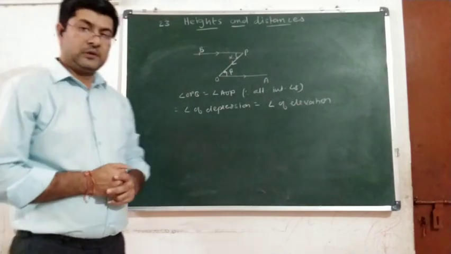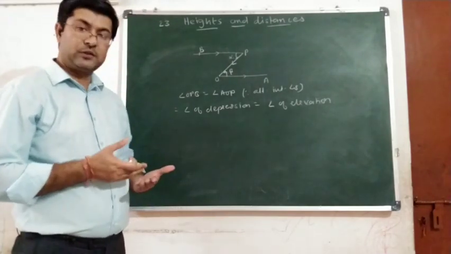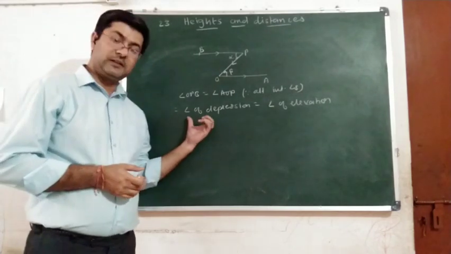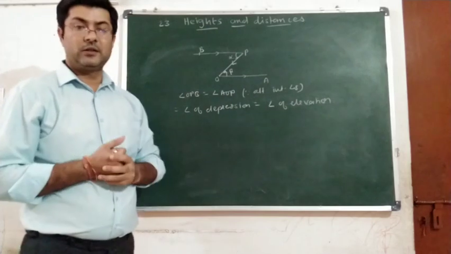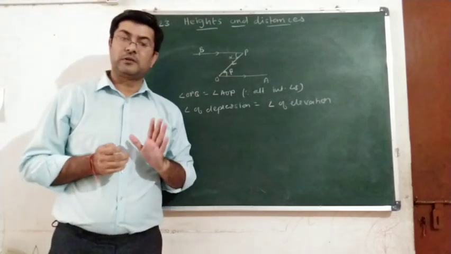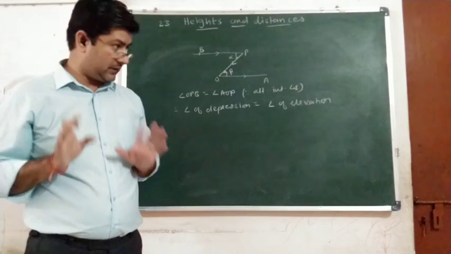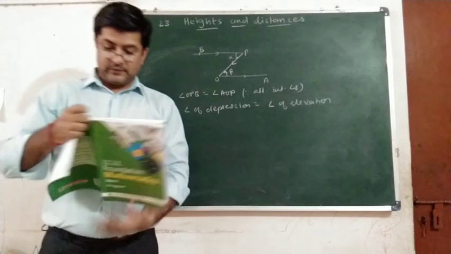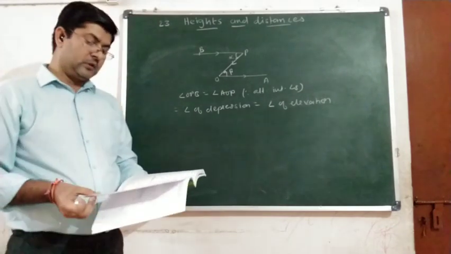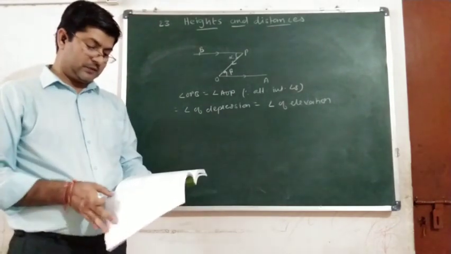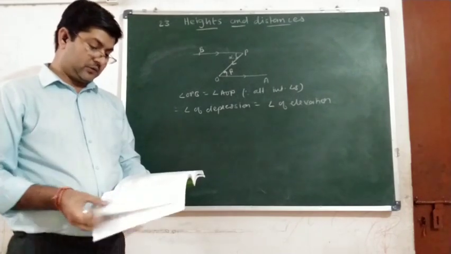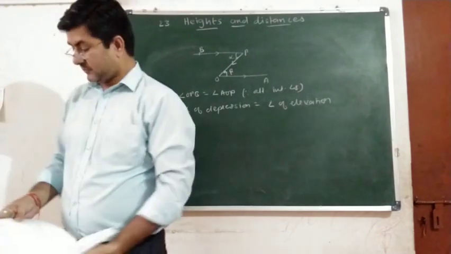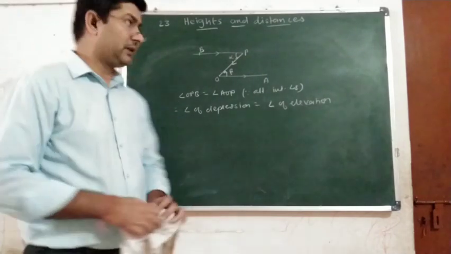So far we have seen line of sight, angle of elevation, angle of depression, and this important result that angle of elevation is equal to angle of depression. So these three terms must be clear in your mind. If you have understood, then we can start the exercise. Now let us start the exercise based on applications of trigonometry in finding heights and distances. In your textbook, exercise 23.